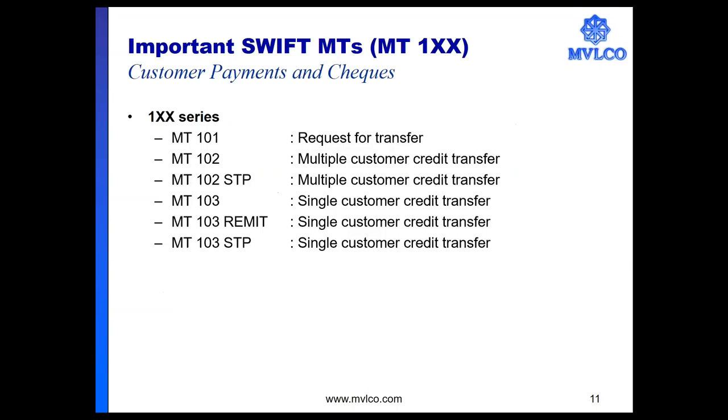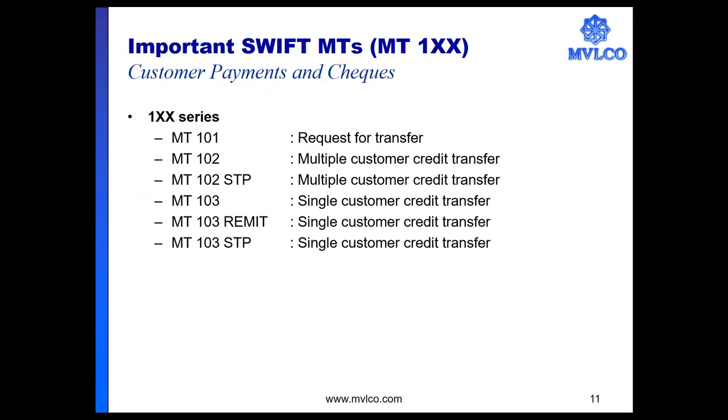When I speak about CAT 1, under CAT 1 we'll have different message types. I have selected a couple of them for you, and then I'll explain the other types also, but discuss some of the major ones. Category 1 is used for customer payments. The title is customer payments and checks, which means it can be used for electronic payments. It can also be used in case of check payments.